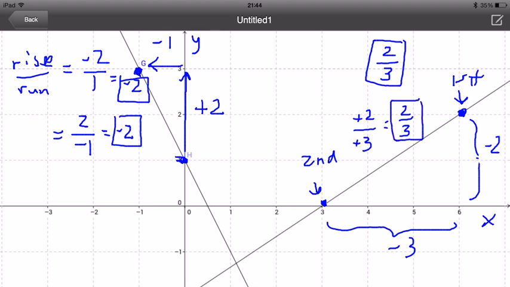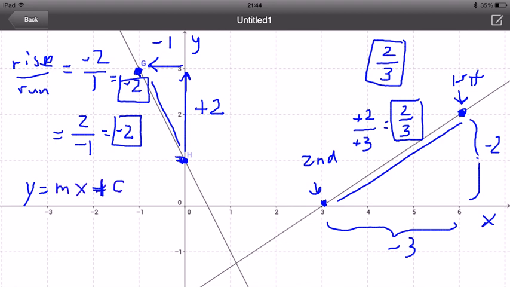So you can see that it doesn't matter which point you choose first, you're still going to come out with the same gradient. It's either going to be 2/3 for this line, or it's going to be -2 for this line, for example. Okay. Now let's talk about the equation for a line. The equation for a line can be written in a form like this, which is y equals mx plus c.